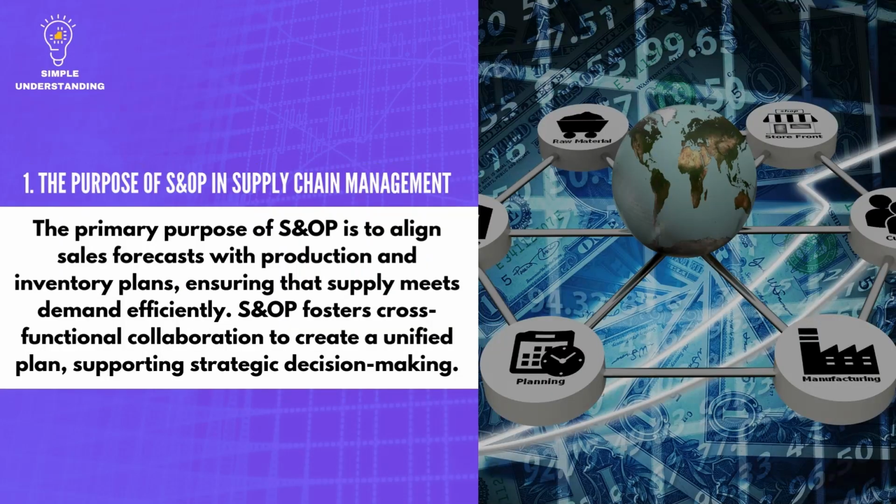The purpose of S&OP in supply chain management. Explanation. The primary purpose of S&OP is to align sales forecasts with production and inventory plans, ensuring that supply meets demand efficiently. S&OP fosters cross-functional collaboration to create a unified plan, supporting strategic decision-making.